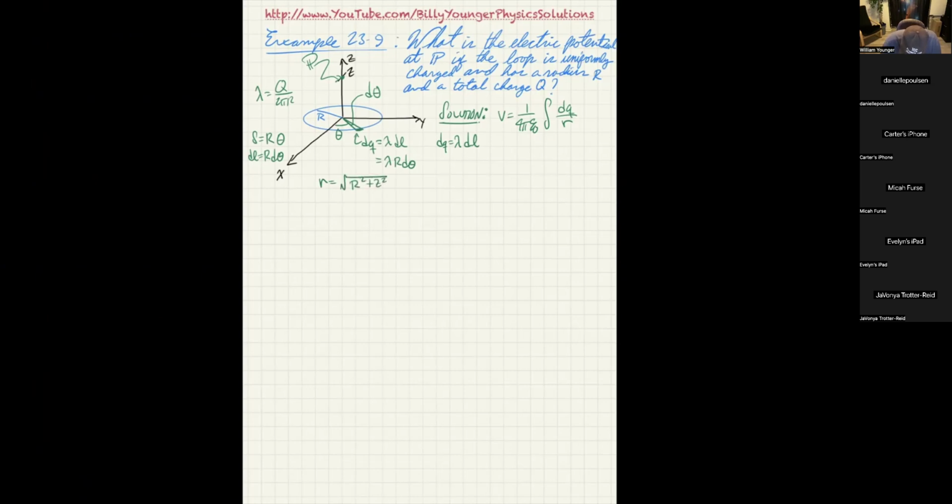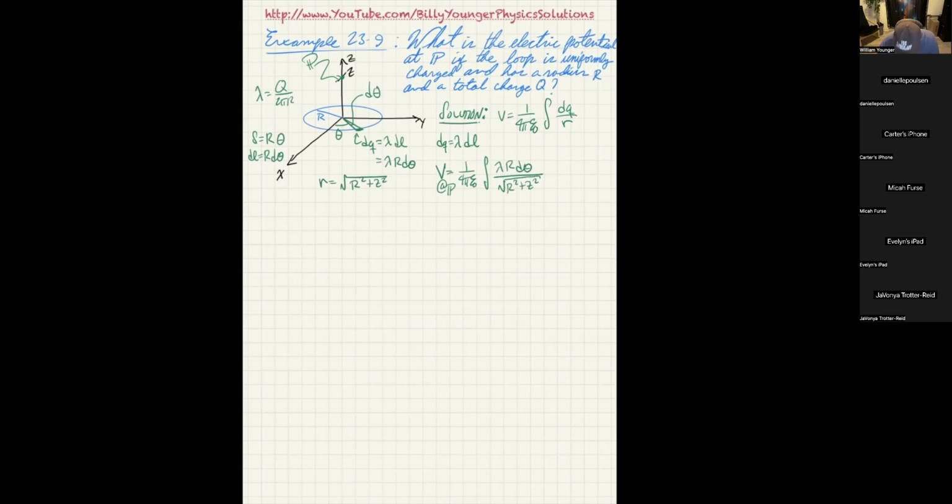Now that we have that, I can go ahead and work out the problem. V at P is equal to 1 over 4 pi epsilon naught, and now I'm going to integrate lambda times R times d theta over the square root of R squared plus z squared.